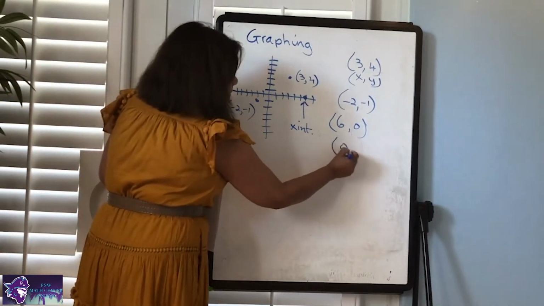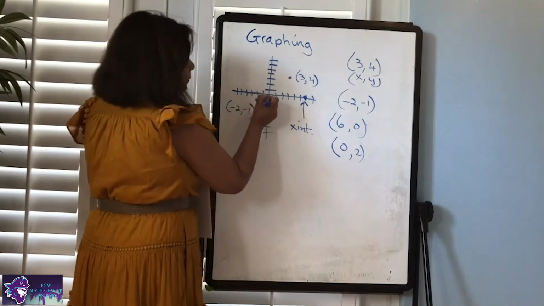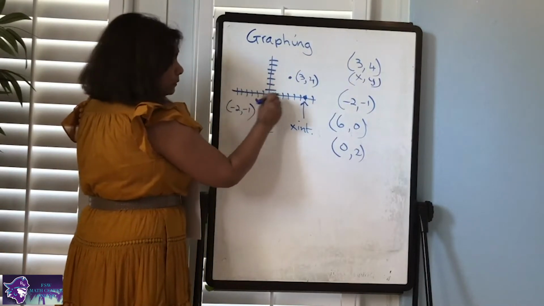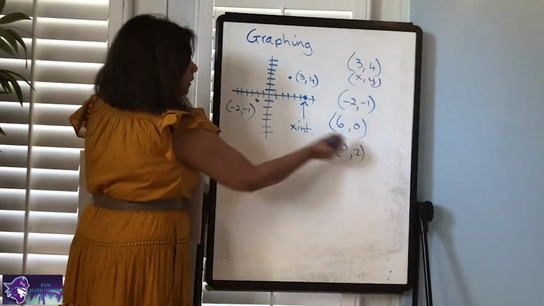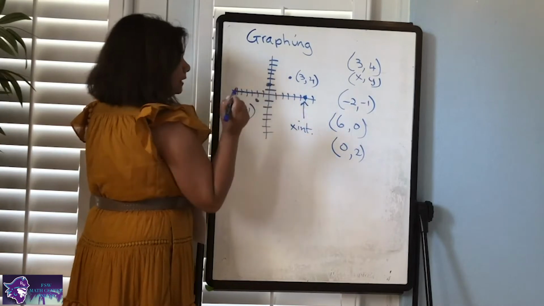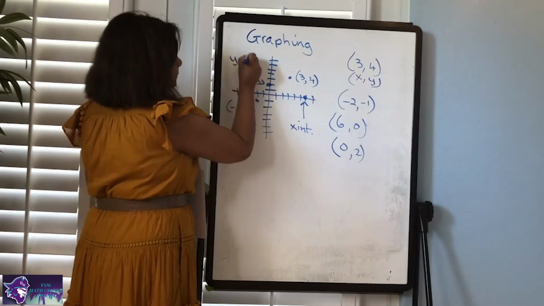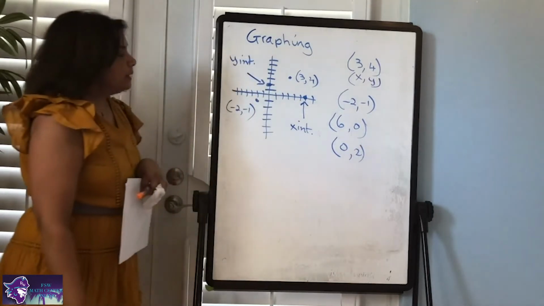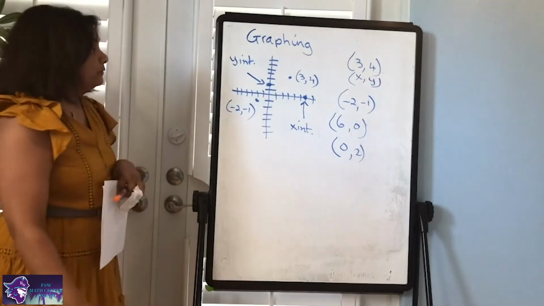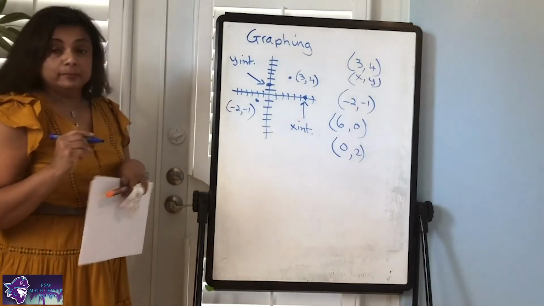And same with this one, 0, 2. Well, 0 for x means I'm not going to the right or to the left, but up 2. That's my second point. This is called my y-intercept. So sometimes you may be asked to draw a graph using the x and y-intercept.